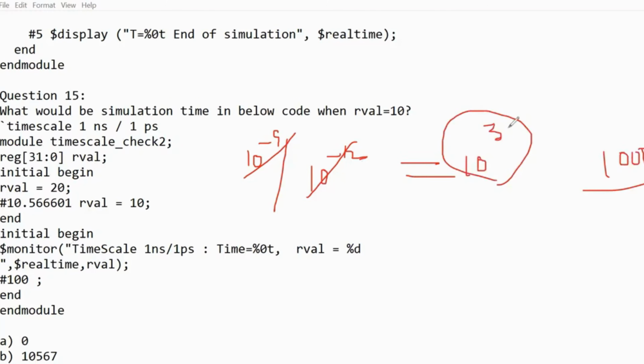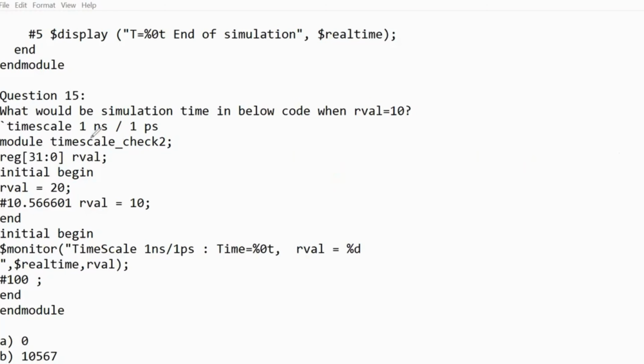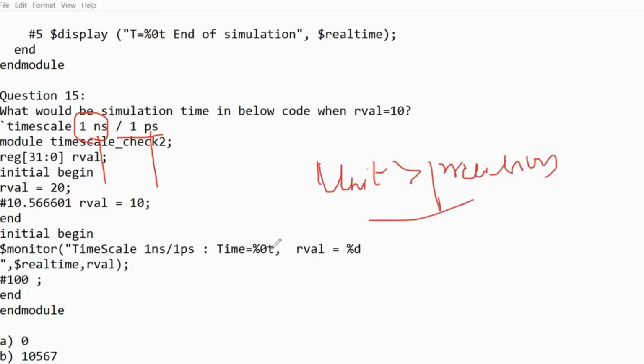So the numerator part will always be the higher value. Suppose it is 1 ns by 1000 picoseconds. Here the time unit, and this is the time precision. The time unit must always be greater than the time precision. Okay, the time unit must be greater than the precision. So this is the condition we need to check every time. If it is not greater, we will get negative values. Do we have negative time?